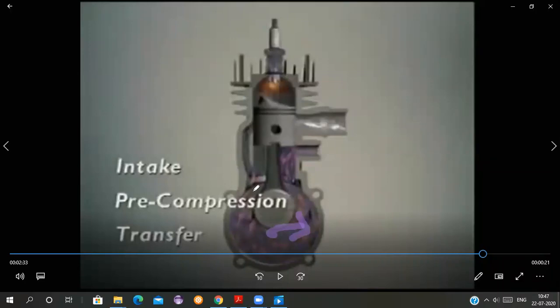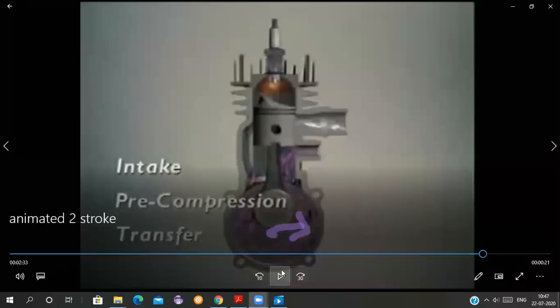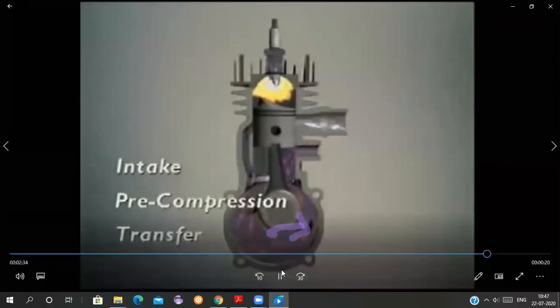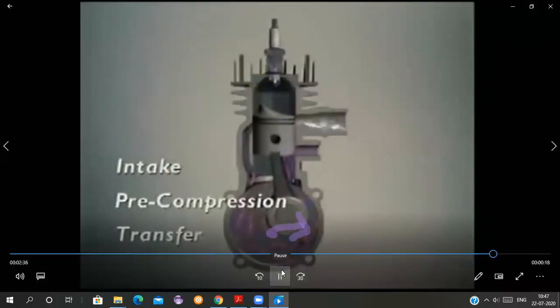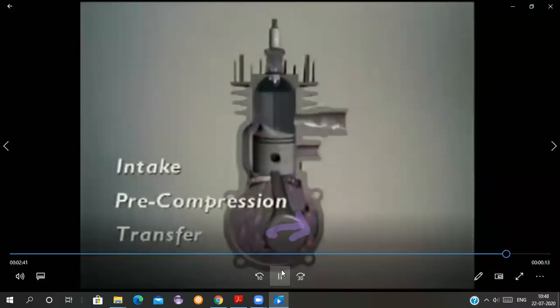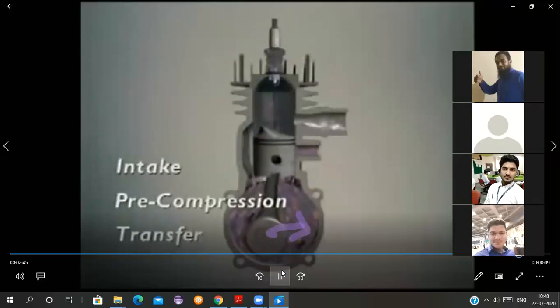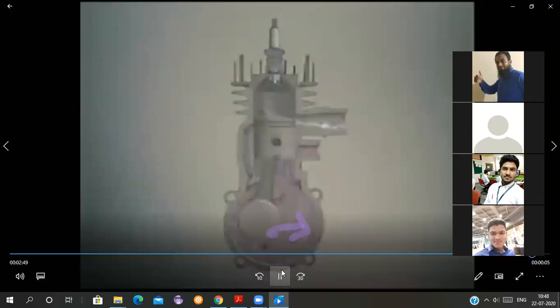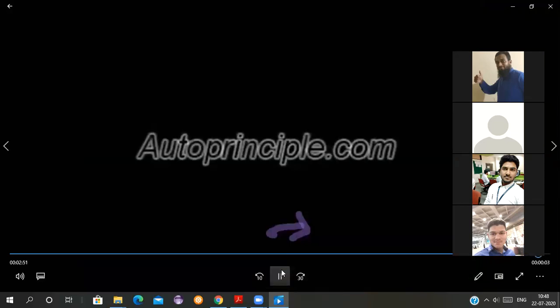And also what is happening? Transfer of the air fuel mixture inside the combustion chamber. See, this intake is below the piston. When the piston was at the top, this intake was inside the crankcase.